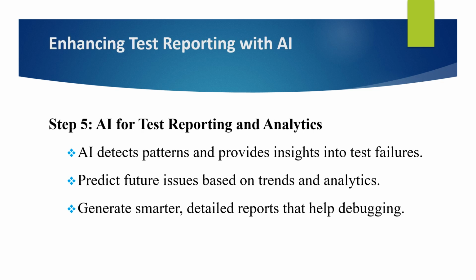Reporting is another area where AI shines. Rather than simply showing pass or fail results, AI driven reporting tools dig deeper into the data. They analyze the root causes of failures, identify patterns in bug occurrences, and even predict potential future issues based on trends. This kind of insight is invaluable for both developers and testers because it allows for quicker fixes and a more proactive approach to quality. Imagine getting a report that not only says a test failed, but also suggests exactly where in the code the problem might be. AI can do that, saving valuable time in debugging and troubleshooting.